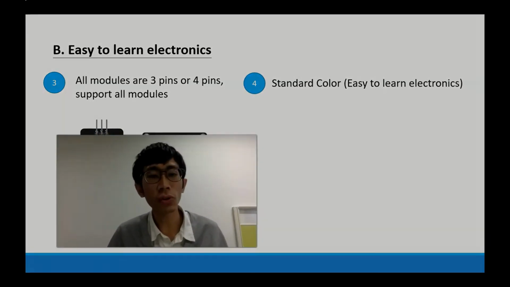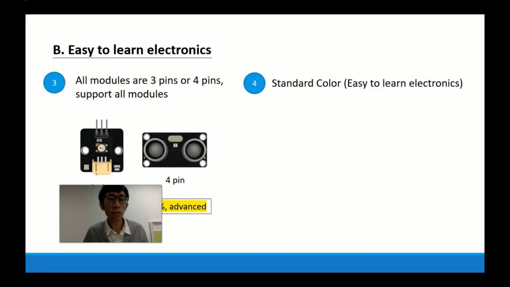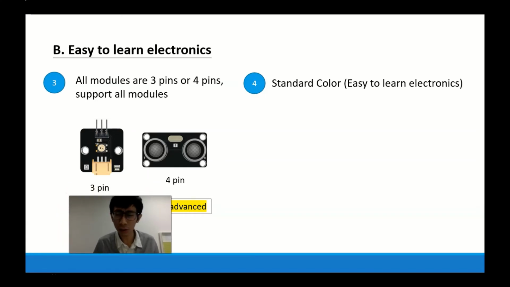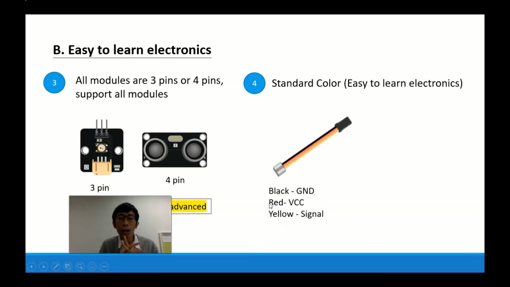There is a standard color. You start to see and notice that there are 3 colors: black, red, and yellow. So black, red, yellow, is it 3 in number? Yes, it is. Is it used in 3 pin? Yes, you are right. So actually, the 3 pin uses the 3 colors. The first color is black, the second color is red, and the third color is yellow.